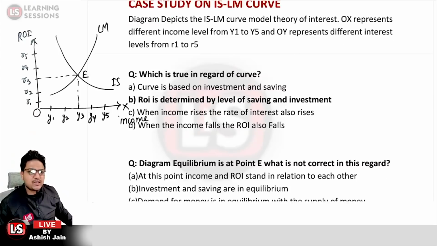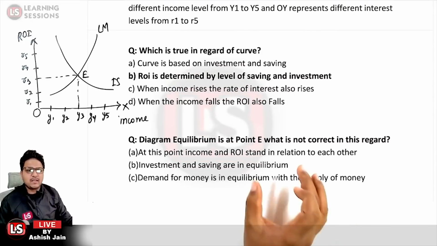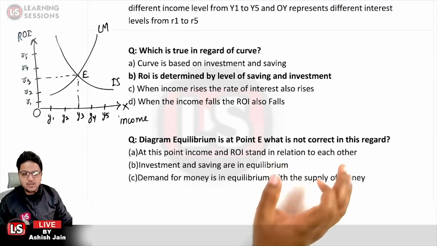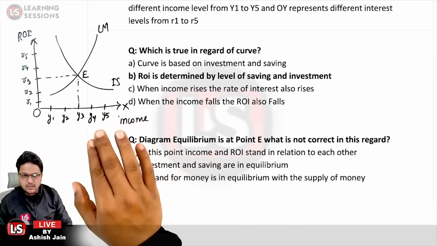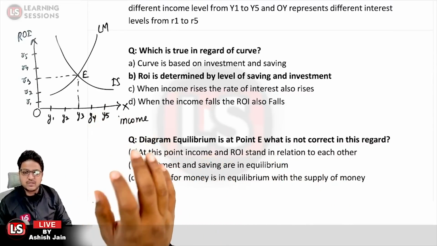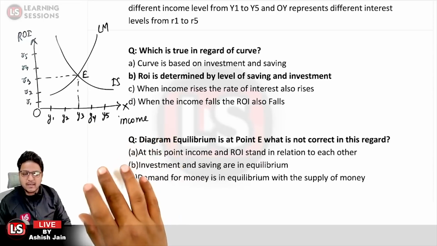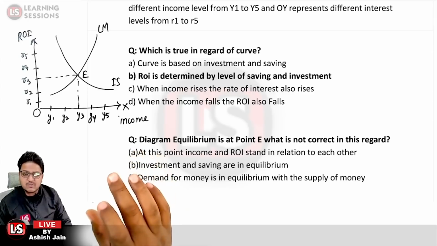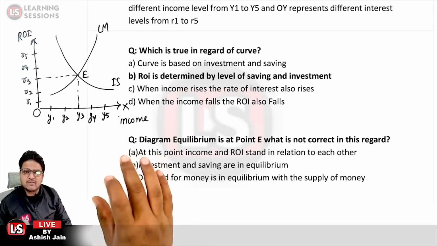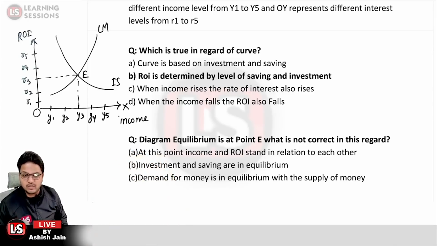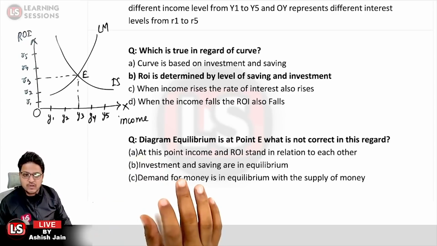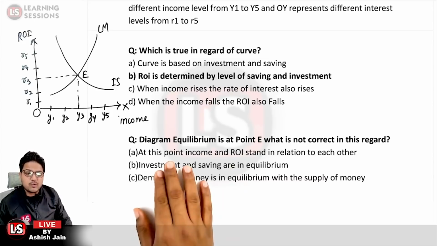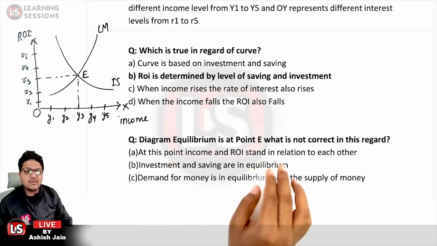Let's move to the next question. It says the diagram equilibrium is at point E. What is not correct in this particular point? First of all, let me tell you that at this point E, when the LM and IS curves are drawn as per the synthesis, in that particular case the money supply and money demand are in equilibrium. And also these are in equilibrium as far as the rate of interest, the investment and savings, and the liquidities are concerned. Okay, so that is related to the equilibrium point in the ISLM curve.